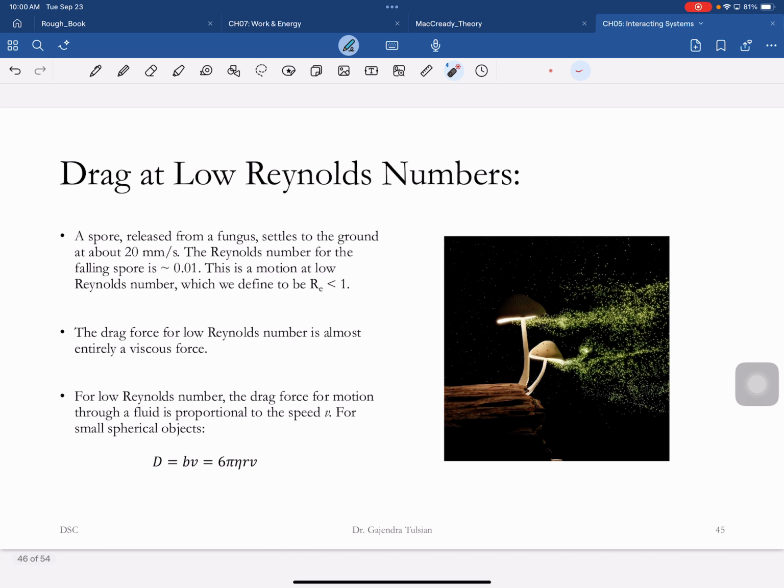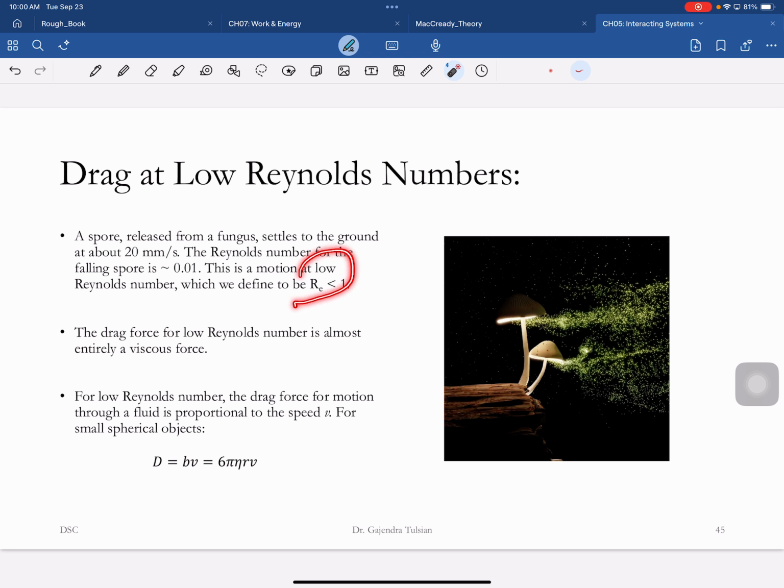All right. So here is a mushroom, and there are the spores and stuff like that. A spore released from a fungus settles to the ground at about 20 millimeters per second. So this spore reaches terminal velocity. It's falling 2 centimeters a second, which is about an inch a second. I guess so, it's falling that fast.